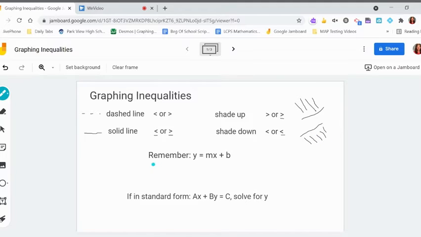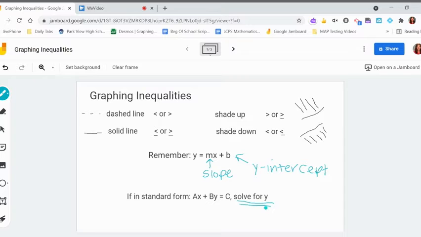And lastly, remember our form of y equals mx plus b. Our m is my slope, and your b is your y-intercept. We're going to graph our y-intercept first, and then we're going to travel our slope. If it is in standard form, which is ax plus by equals c, you're going to have to solve for y. We'll go over that in this video, but if you're not sure if you remember that, you might want to go back and watch the video for solve for y from unit 3.